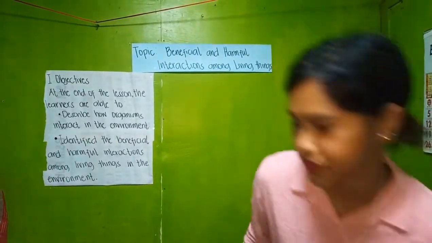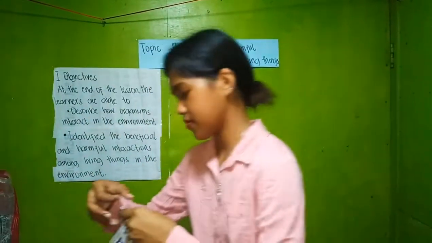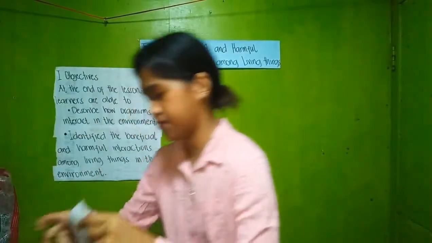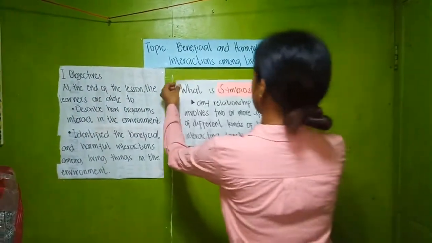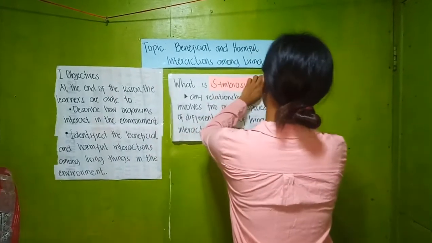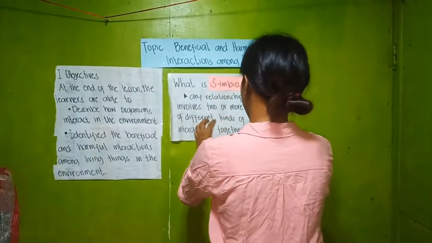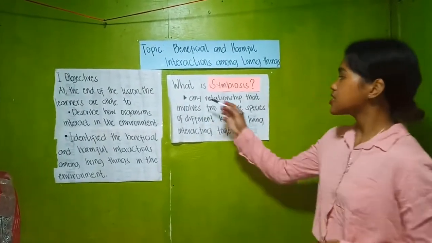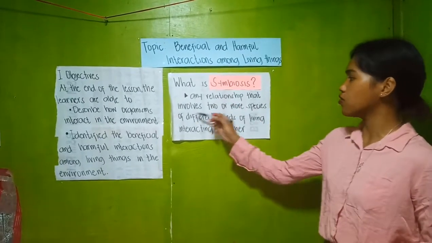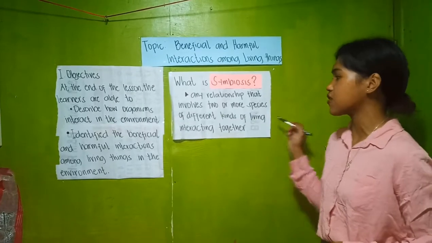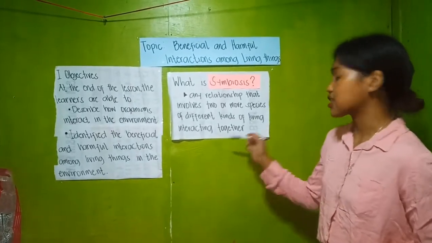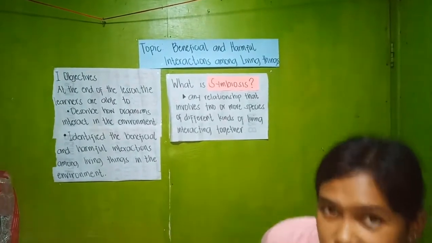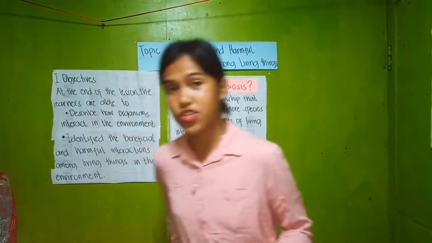Okay, I'll show it to you. What is symbiosis? Symbiosis is any relationship that involves two or more species of different kinds interacting together. So that's the meaning of symbiosis. Now you know. I have here a picture which illustrates it for you to understand it more.